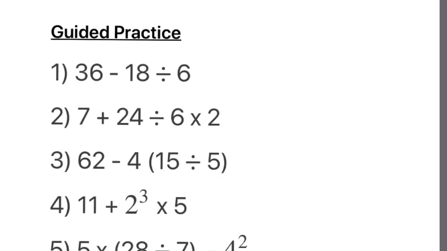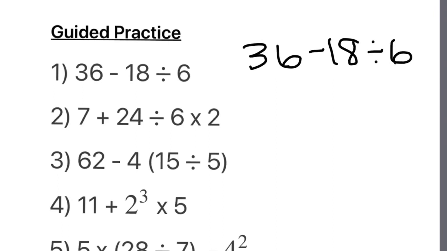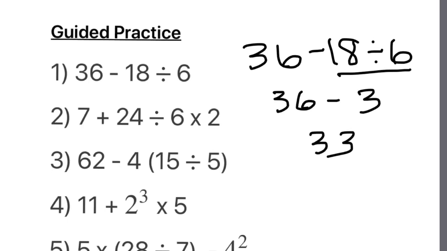So number 1 is pretty easy because there are only 2 operations, and I'm going to rewrite it over here so I can have plenty of space to work it out. We divide before we subtract, so we're going to do 18 divided by 6, which is 3, and then 36 minus 3, which is 33. I hope we all got that one. Let's pause the video and try number 2 on your desk now.